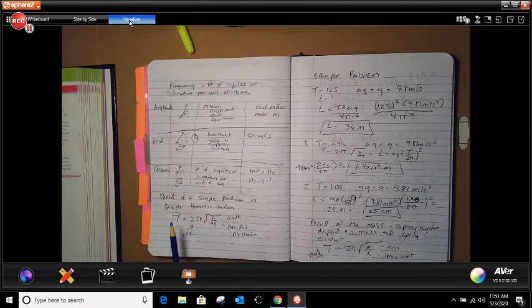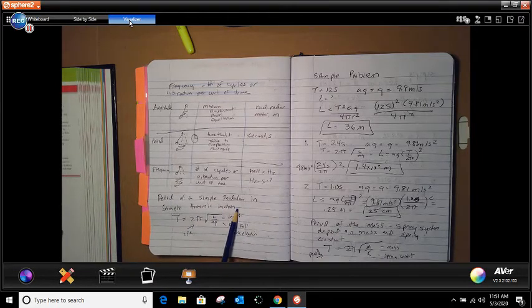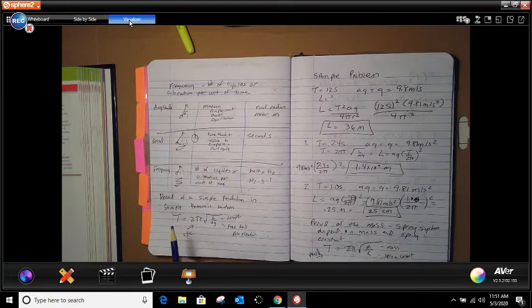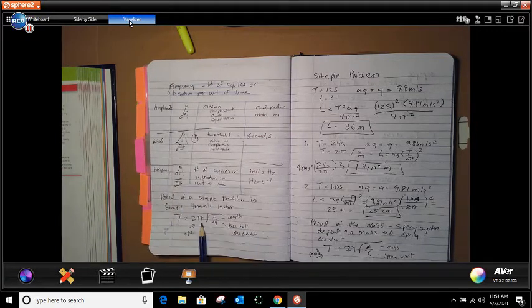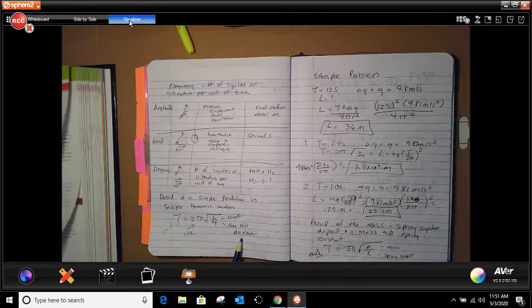Okay. So then we have the period of a simple pendulum in simple harmonic motion, which has to do with this math: T, which stands for period, equals 2 pi square root of the length divided by the free fall acceleration.